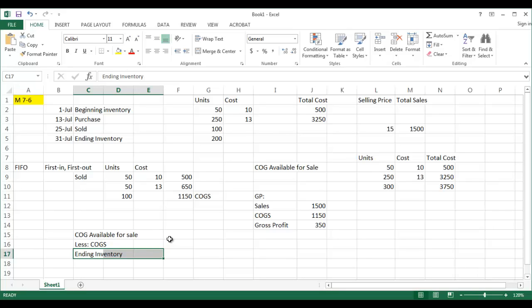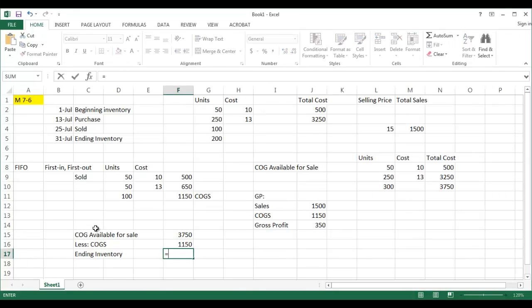Okay. So cost of goods available for sale we just determined was $3,750. My cost of goods sold under FIFO here is $1,150. So my ending inventory is the difference between those two, or $2,600. And again, that was 200 units we had left.